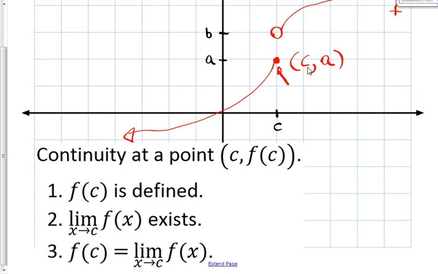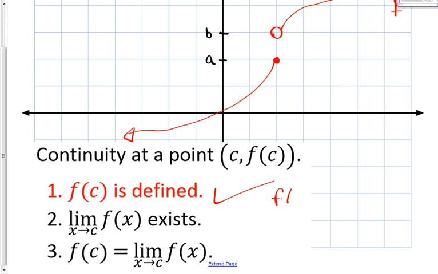There's an ordered pair c comma a that would satisfy this function. When you plug in c, you would get a as the return. So f of c is defined, and f of c is actually defined to be a. So the first criteria is met. f of c is equal to a. So it's defined and equal to a.